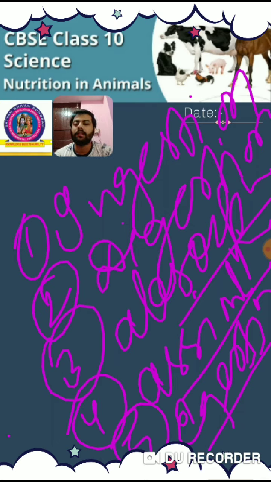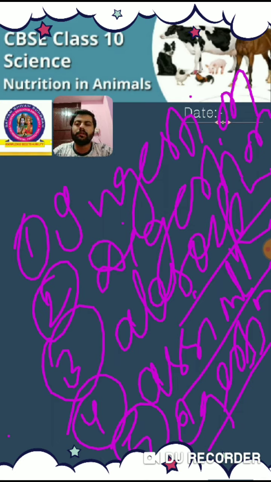And after that, fourth one is assimilation. Assimilation means that absorbed food is converted into energy. Absorbed food is taken by the body parts for energy, growth and repair, and other metabolic processes, and that process is known as assimilation.